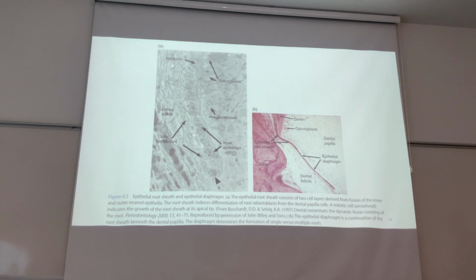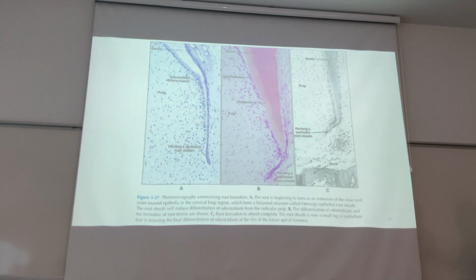Here you can see histologic pictures related to this root formation. This is our epithelial diaphragm or Hertwig's membrane, composed of two layers. Again, you can see the odontoblast in this one, pre-odontoblast and odontoblast. This is our Hertwig's membrane, and this Hertwig's membrane induces the cells of the dental papilla. Cells migrate here and form pre-odontoblast and odontoblast. Again, you can see the same things. You can read this part for yourself.